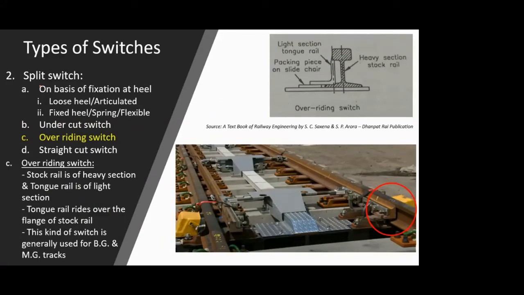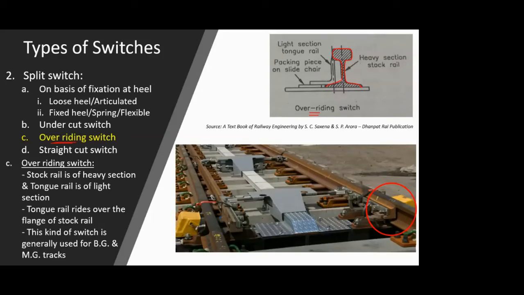The next type of split switch is the overriding switch. Overriding, again from the term, you can see in the right side figure that you have a stock rail. This stock rail is kept as it is. The section is not disturbed. It is the flat footed section that we are using. But the tongue rail is overriding, or placed above the foot of this stock rail. So that's why it is called overriding: in this case your tongue rail is overriding your stock rail.